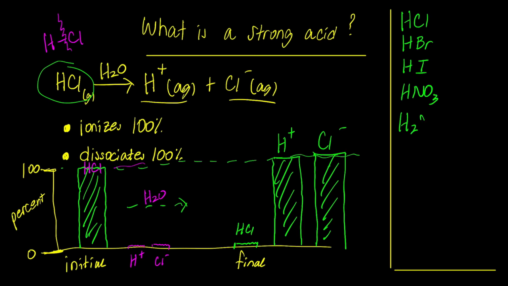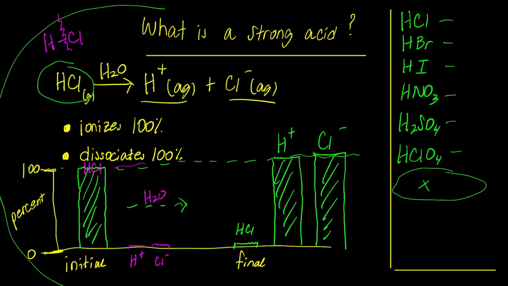Now, some textbooks include another structure, but most textbooks don't, so I'm not going to include that here. So these are the 6 strong acids you really need to memorize. So that's the basics of how a strong acid works, and it reacts to form 100% ions in solution.